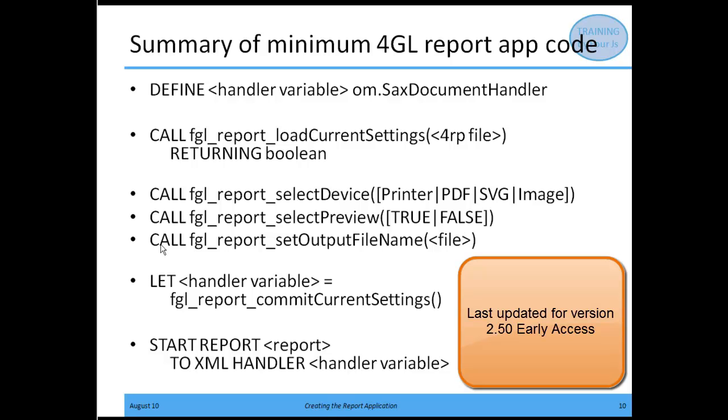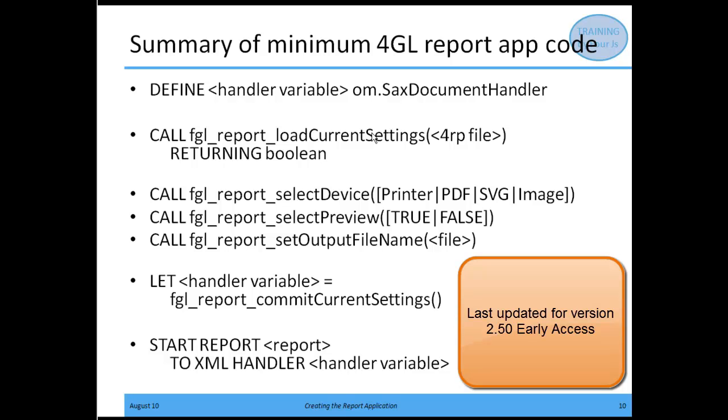And finally, if you are creating a file, you can have the FGL report set output file name where you specify the name of the file. When you do specify any of these three reporting APIs, they come after you load the current settings. So you load the current settings from the report definition file, and they have to occur before you commit the current settings, because when you commit it, that's what the report engine is going to use.